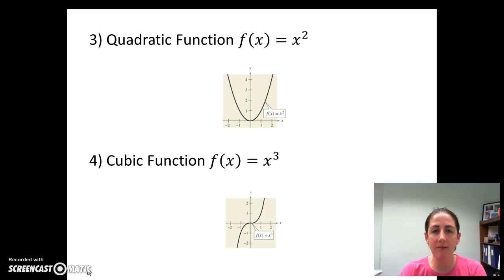If they have even degrees, so if it's like x to the 2, 4, 6, or 8, the tail end behaviors here, they both go in the same direction. They either both point up, or if it was a frowny face, they would both point down. Whereas cubic functions, or odd functions, odd exponents like 3, 5, 7, 9, the tails go in the opposite direction. One goes off to positive infinity, and one goes off down to negative infinity.